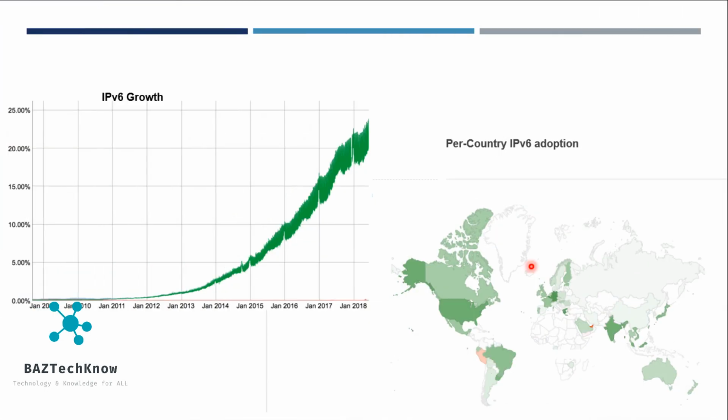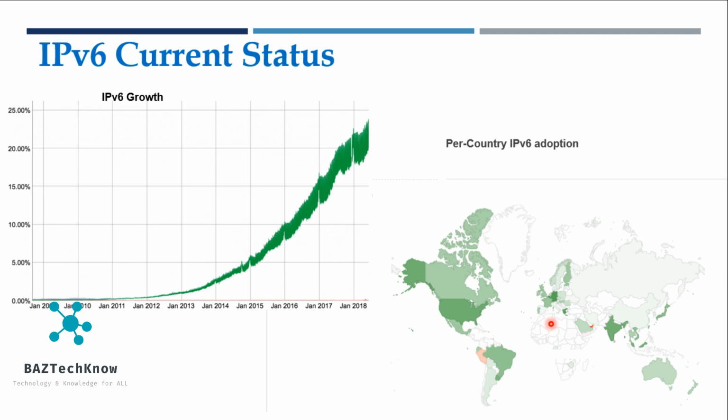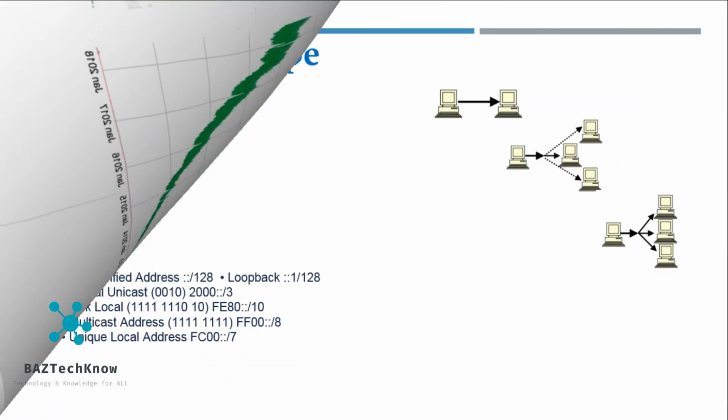Now, how much is the growth? That question may arise in your mind. Normally around 30% of the internet is on IPv6, and these are some countries which are focusing more on IPv6 right now. This is the current status. Actually, it's last year's update, but right now it's around 30%.